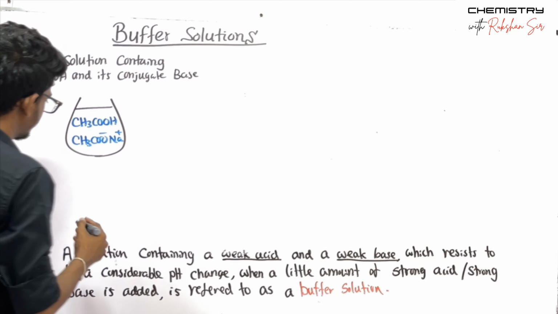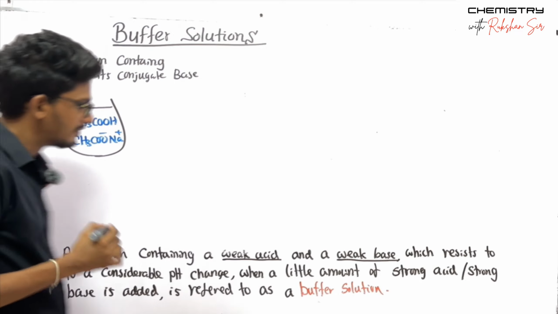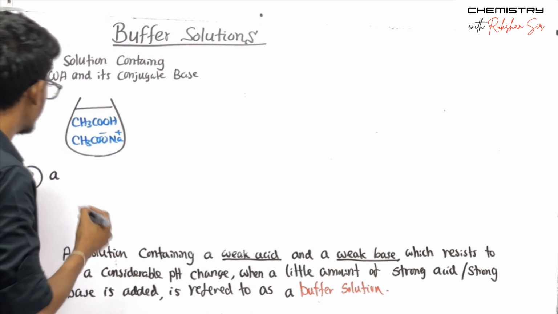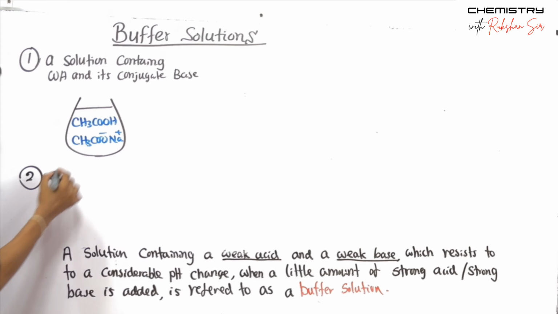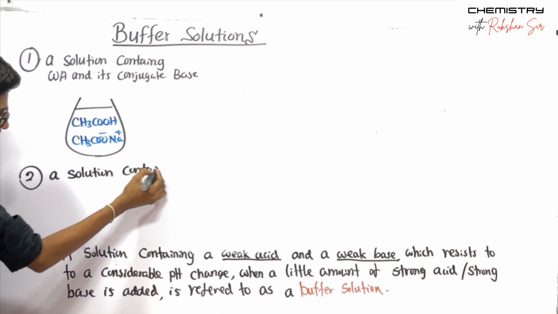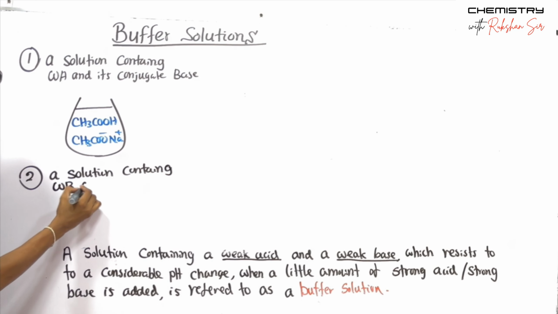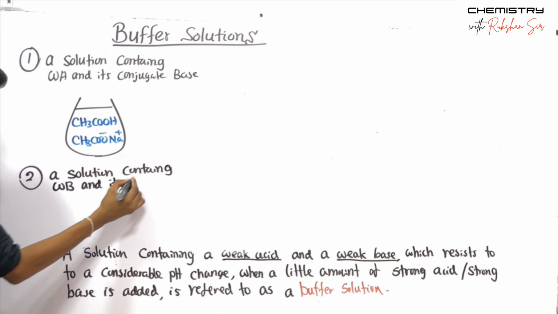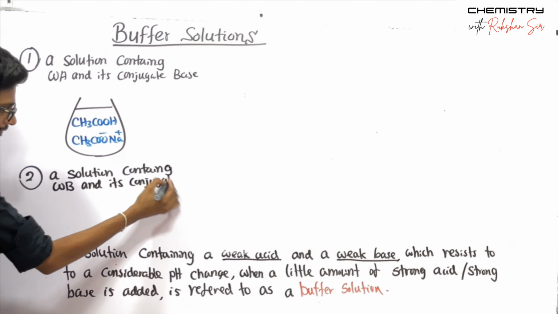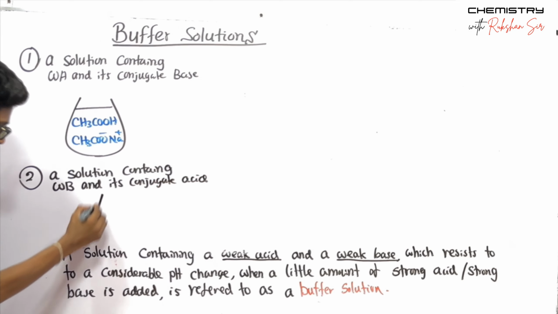The second type: you can construct a buffer solution with a weak base and its conjugate acid as well. A solution containing a weak base and its conjugate acid can also be considered as a buffer solution. See the situation.